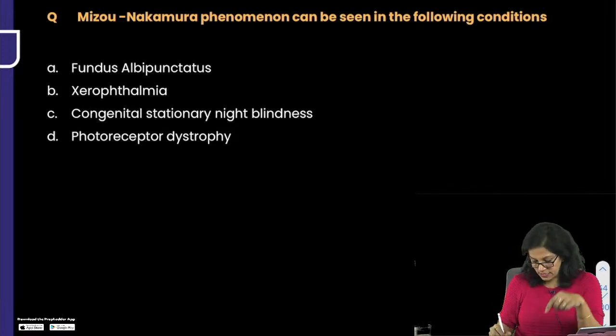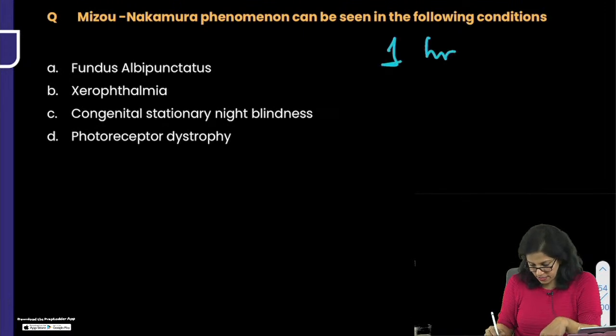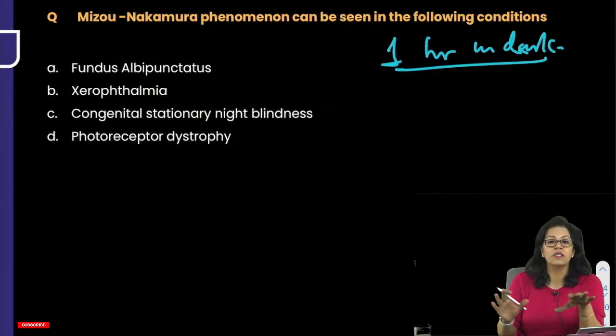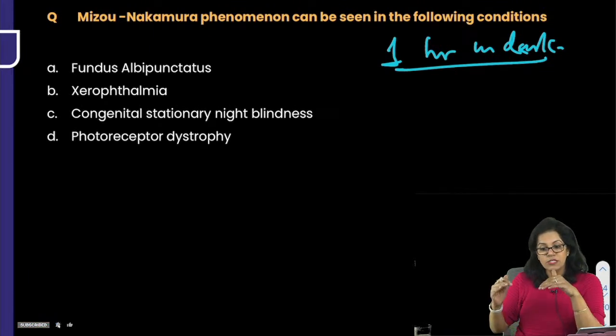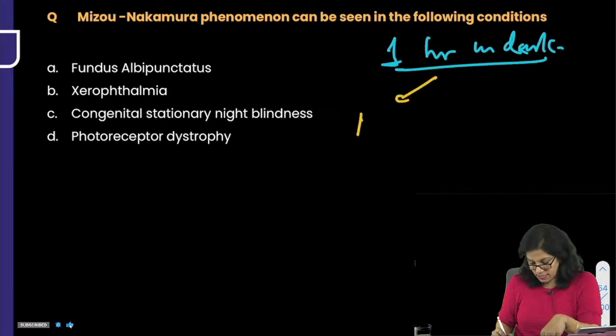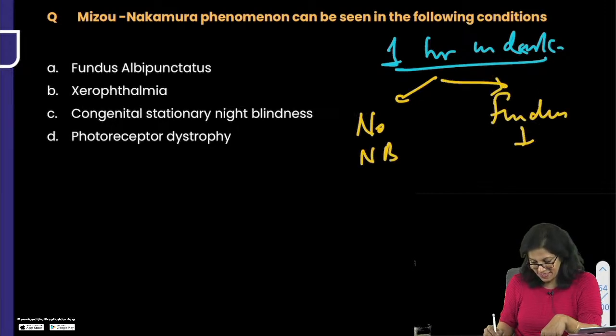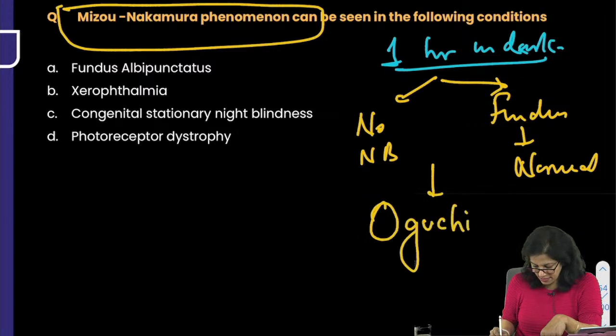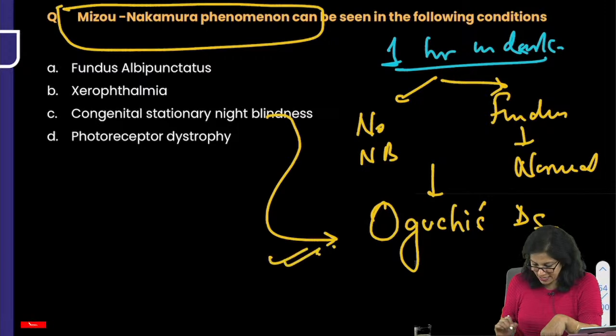When this patient is examined, the fundus is pale, it is not red, it is more yellowish. Now when you make this patient sit 1 hour in the dark, he starts seeing, that means no night blindness, and the fundus also looks normal. This is what is called Mizo's phenomenon. It is a feature of Oguchi's disease. Oguchi's disease is nothing but a type of congenital stationary night blindness. Okay, so this is the answer.